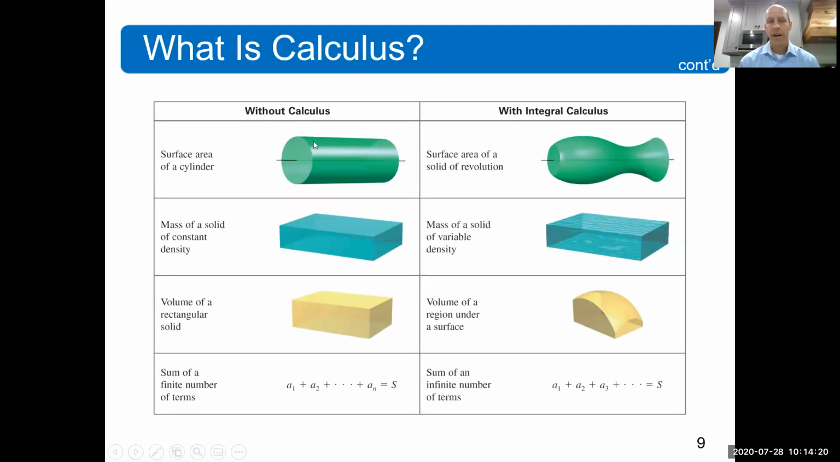Without calculus, you might find the volume or the surface area of a cylinder. With integral calculus, which is a different type of calculus, you'll be able to find the surface of revolution. You also could calculate the volume of this curvature. Also, without calculus, you could calculate finite sums, in other words, a countable number of things added together. With calculus, you'll be able to calculate infinite sums.